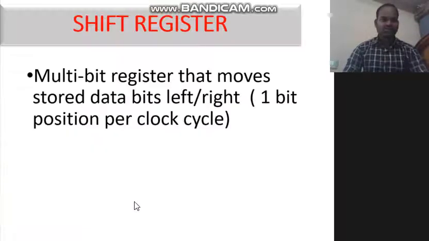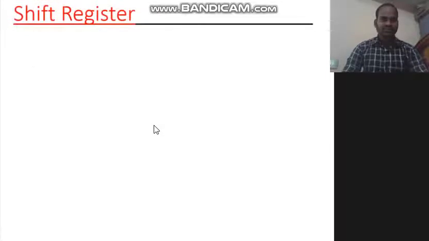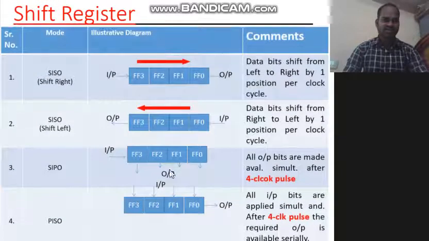Now the definition of a shift register. Multi-bit registers that move stored data bits left or right, 1 bit position for each clock, are called shift registers. Data will be shifted by using a number of clock pulses. When the first clock pulse is applied, the data will be shifted either right or left, then the register is called a shift register. If the data is shifted from right to left or left to right, the register is called a shift register. So this is the summary of the shift register.